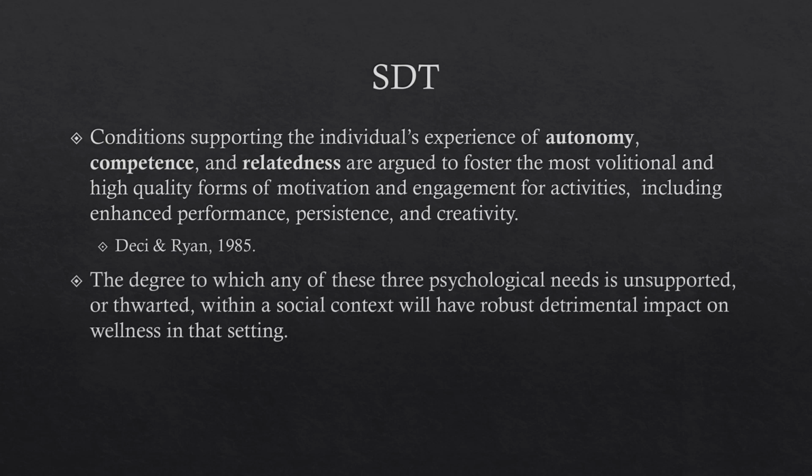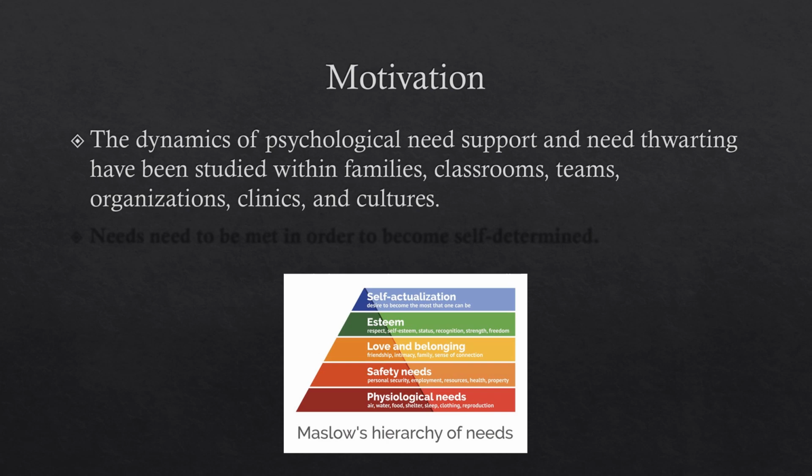The degree to which any of these three psychological needs is unsupported or thwarted within a social context will have a robust detrimental impact on wellness in that setting. So if you have low values in autonomy, competence, or relatedness, your behavior will be thwarted, meaning it'll be more difficult or it may cease. The dynamics of psychological need support and need thwarting have been studied within families, classrooms, teams, organizations, clinics, and cultures. You can study groups of people in all different settings.